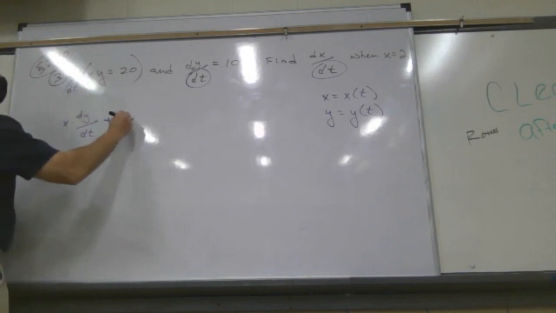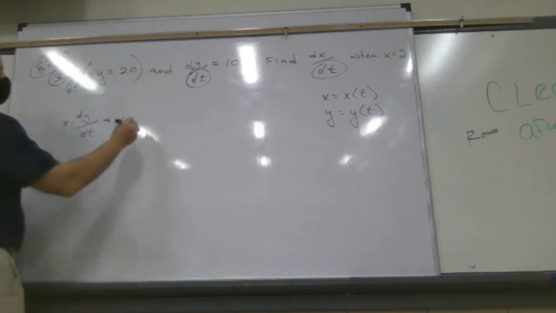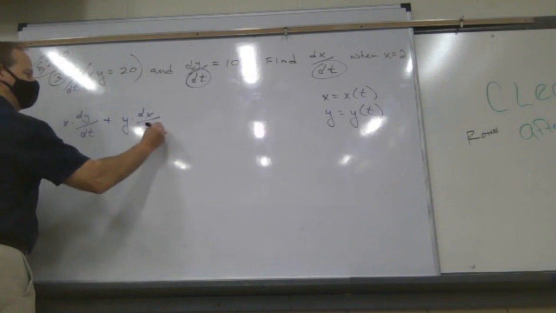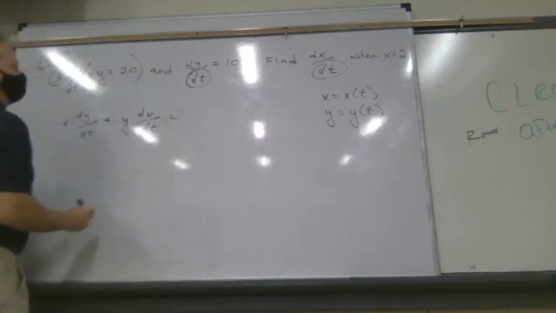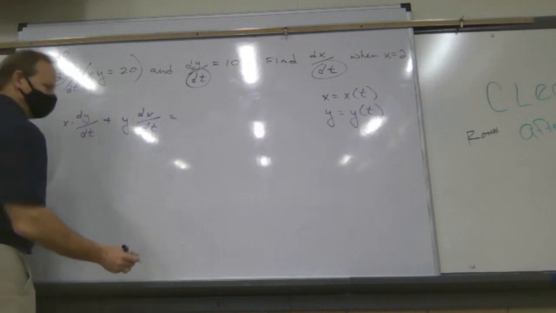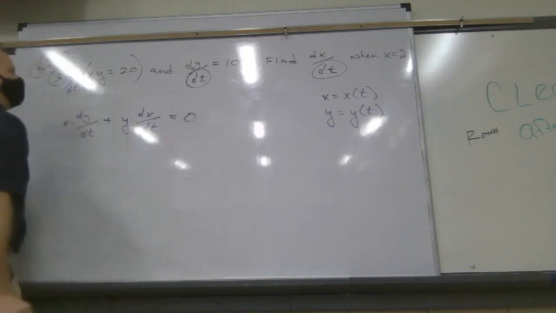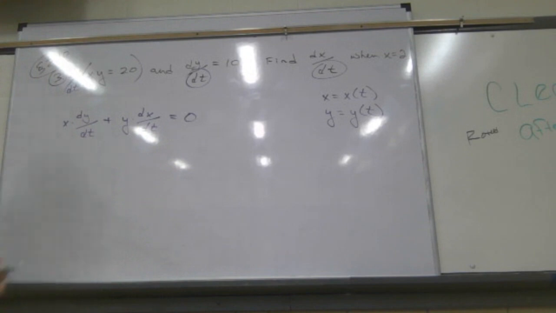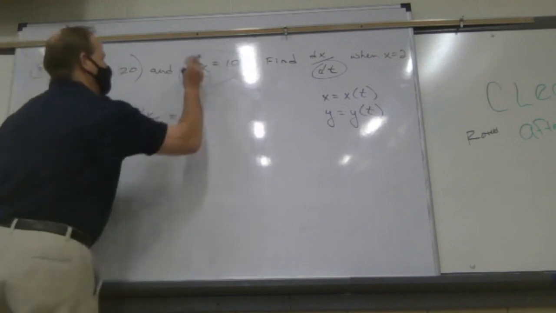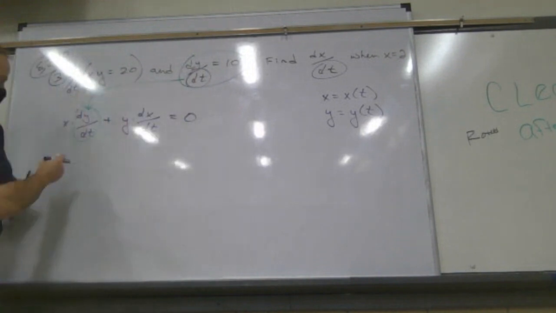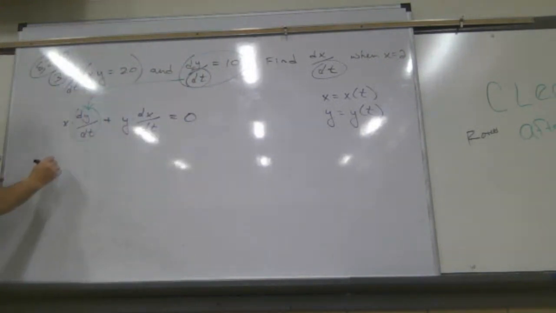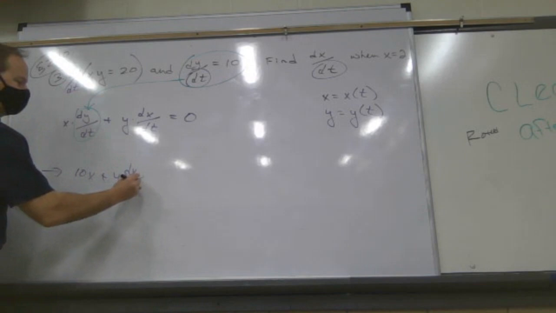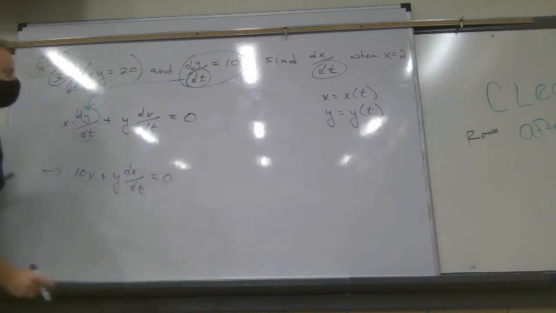Plus the second one, which is y, times the derivative of the first one. What's the derivative of x with respect to t? dx/dt. And then it equals what? 0, because the derivative of a constant with respect to any variable is 0. So I have that. And then what did we say? We said that dy/dt equals 10, so I can drop that in right there. So now this implies we've got 10x plus y times dx/dt equals 0.